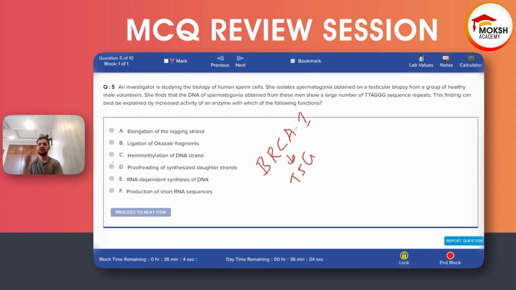Okay, TTAGG sequence repeats is seen in the telomeres, at the end of DNA. This finding can be best explained by increased activity of which of the following functions. Okay, TTAGG sequences at the end of DNA are added by an enzyme called telomerase. Telomerase helps the DNA to prevent genetic material loss. Telomerase has its own template, that's RNA template, that synthesizes DNA, these segments at the end of DNA.